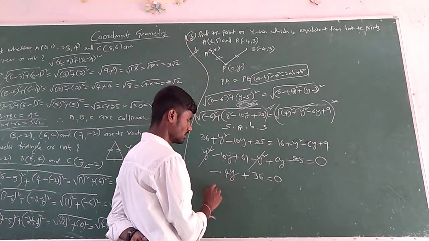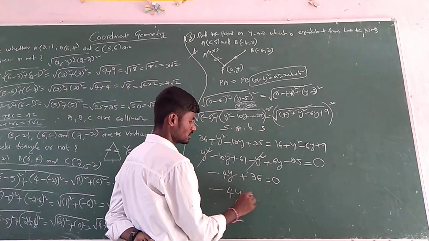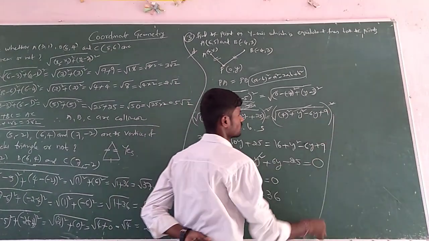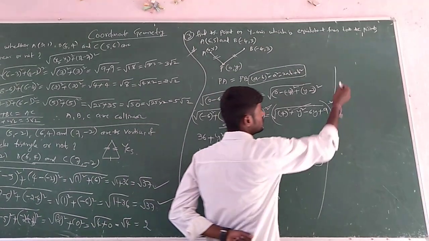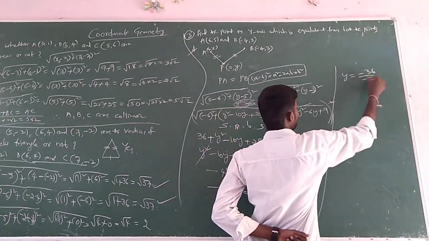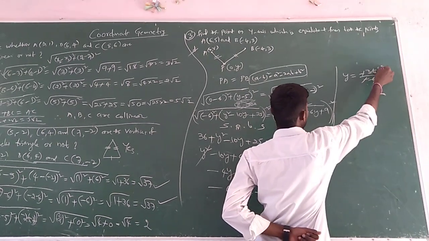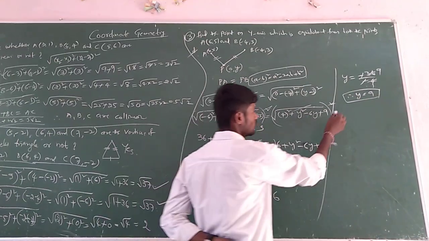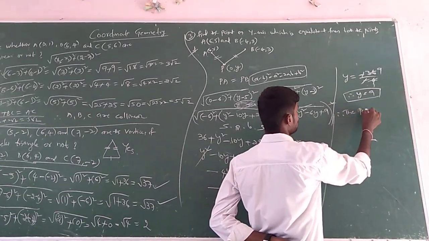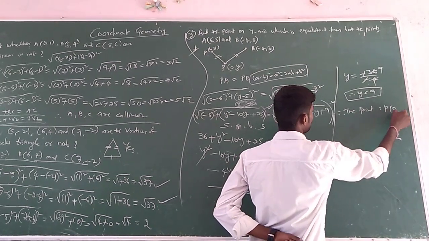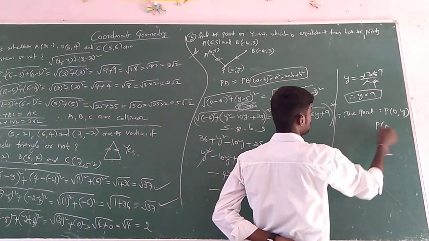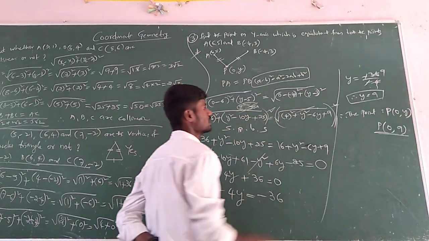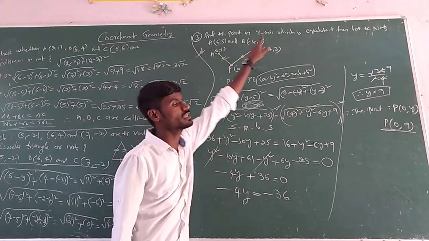We need to find only y. Minus 4y plus 36 equals 0. If I take it to the opposite side by transposition, minus 36. We need to find only the y value. So y is equal to minus 36 by minus 4. Minus minus will cancel, 4 nines are 36. Therefore y equals 9. But what do we need to find? The point. So the required point P (0, y), that is P (0, 9). This is the required point which is equidistant from (6, 5) and (-4, 3).